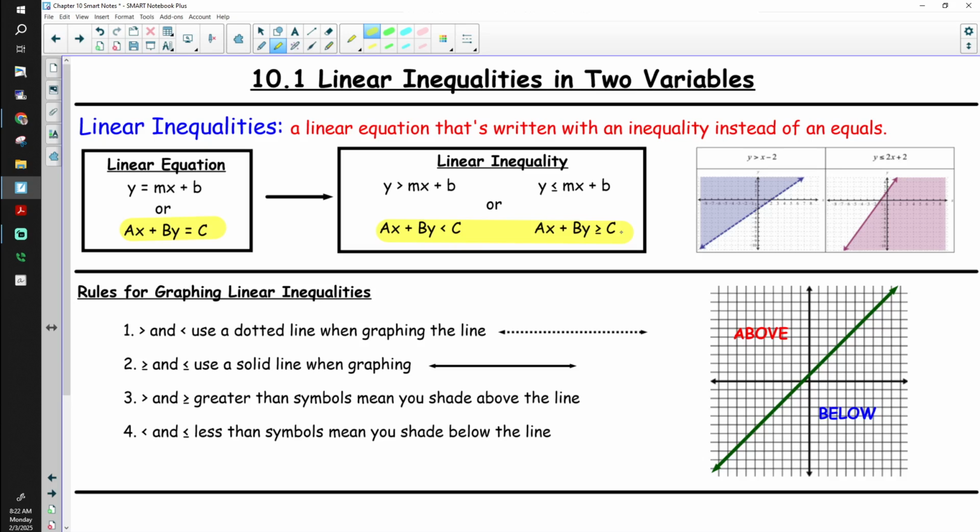So those are going to get a dotted line because any point on that dotted line isn't going to count as a solution. When we have a greater than or equals to, or a less than or equals to with that line under the inequality, then you're going to graph a solid line. A solid line. If I say you have to have at least $10, then you're allowed to have $10 because you still have at least that much. Okay?